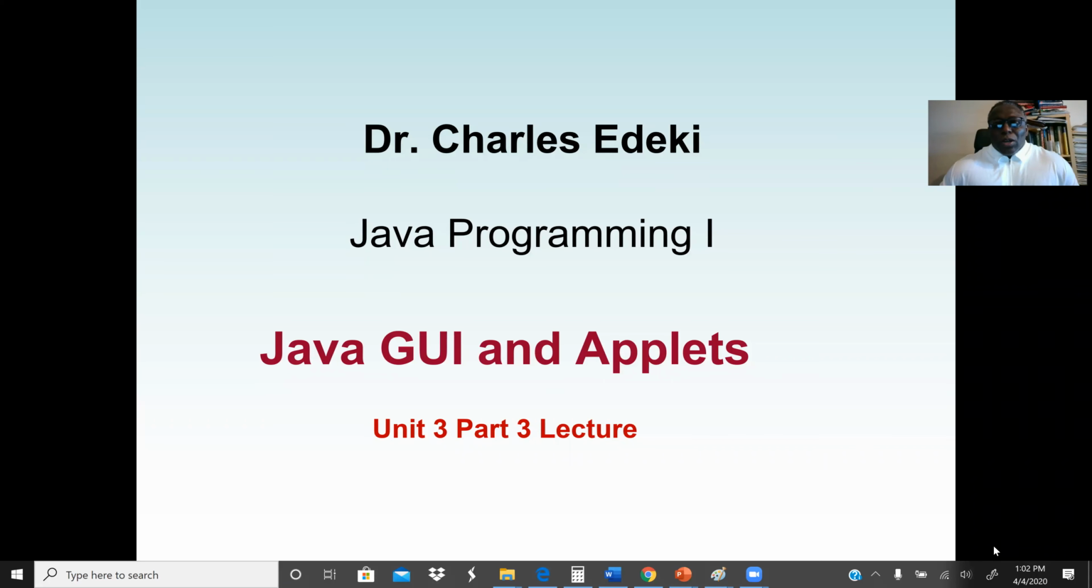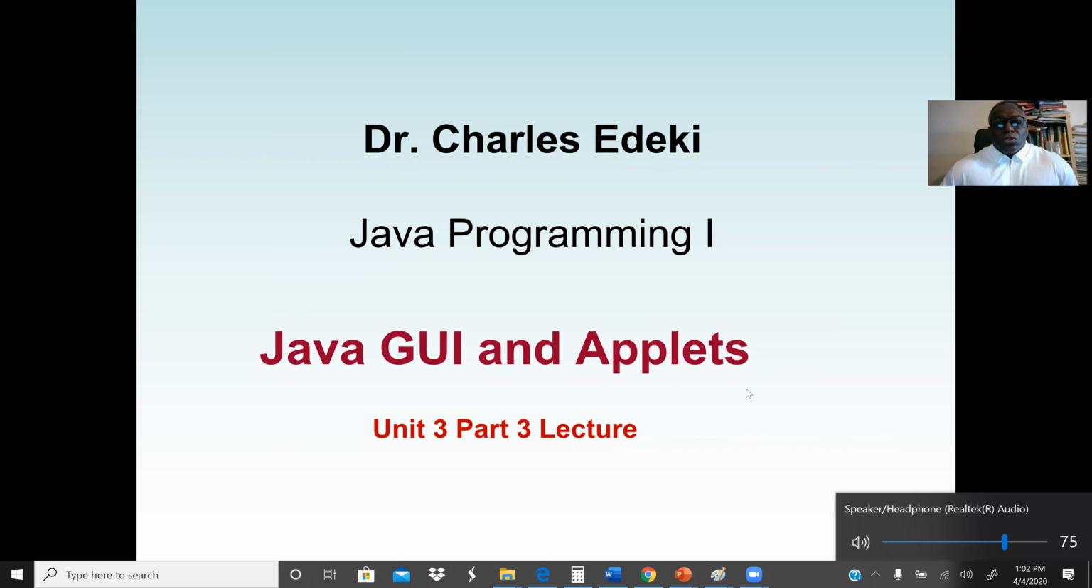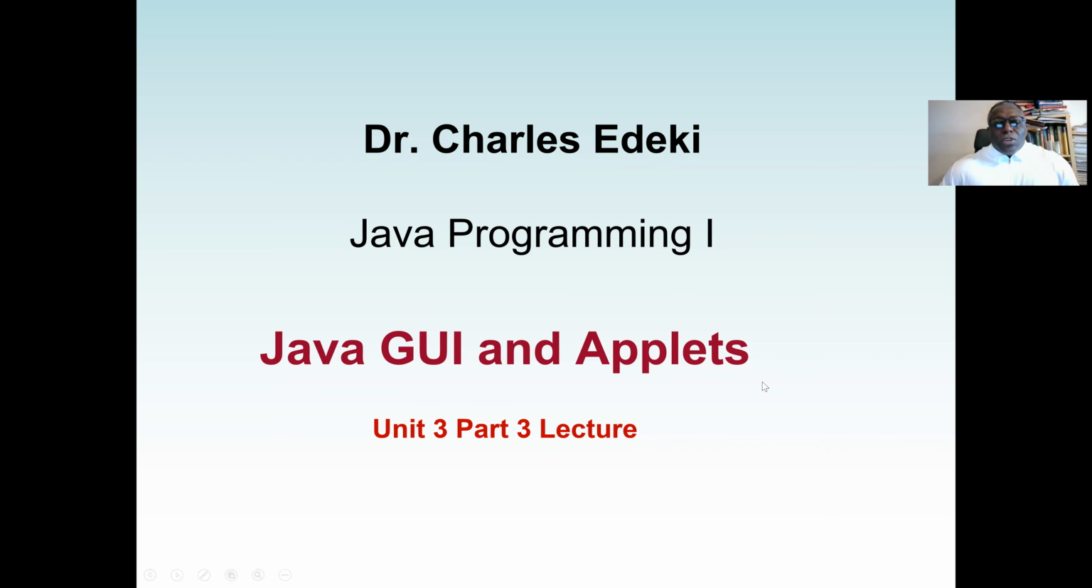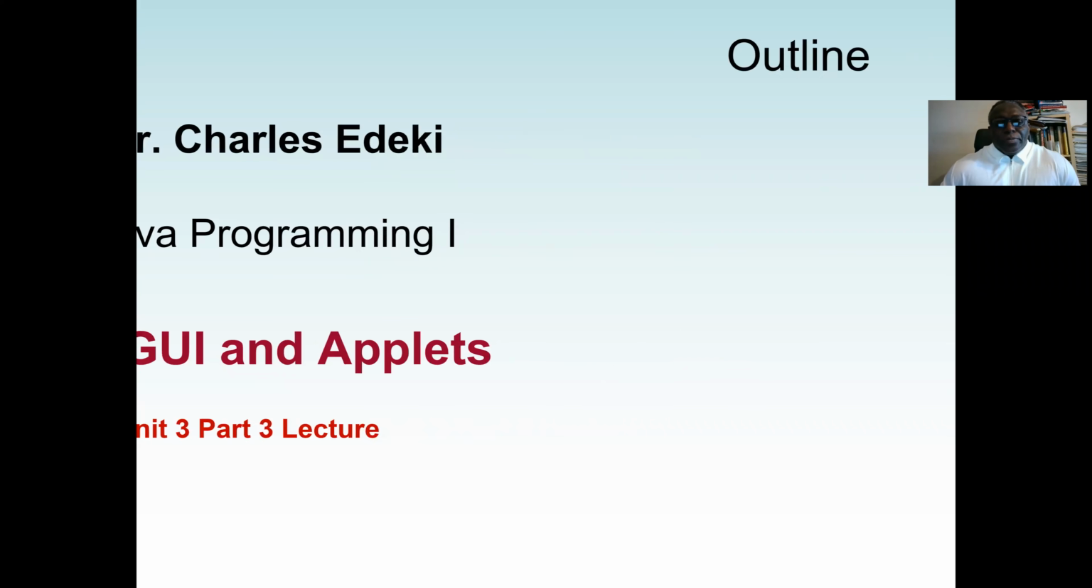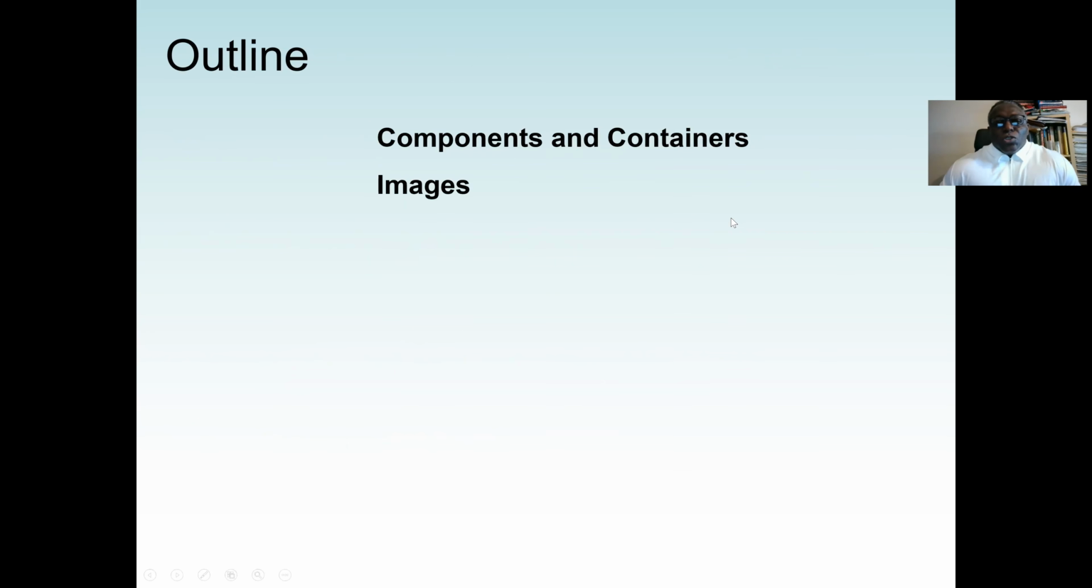Java Programming 1. Today, our main objective is to go through Java Graphical User Interface, also called Java GUI. We're going to learn at least a minimum of 2 Java packages for GUI applications. So here we're going to learn what is a component, what is a container, and also how to load an image into a Java GUI application.